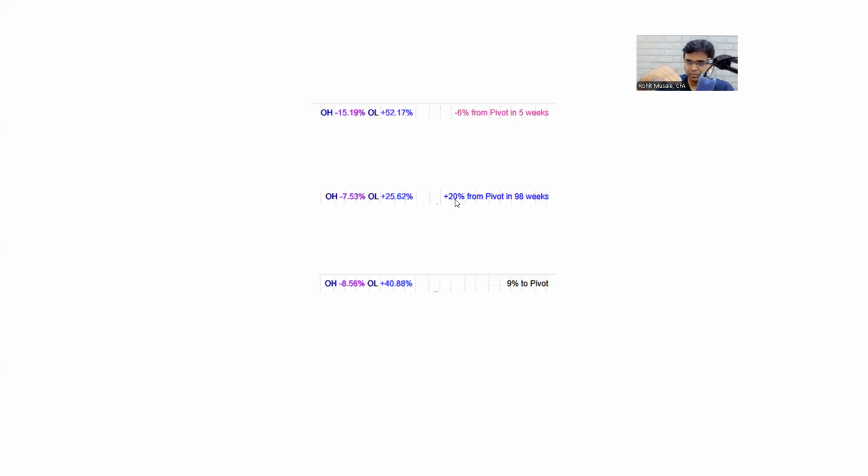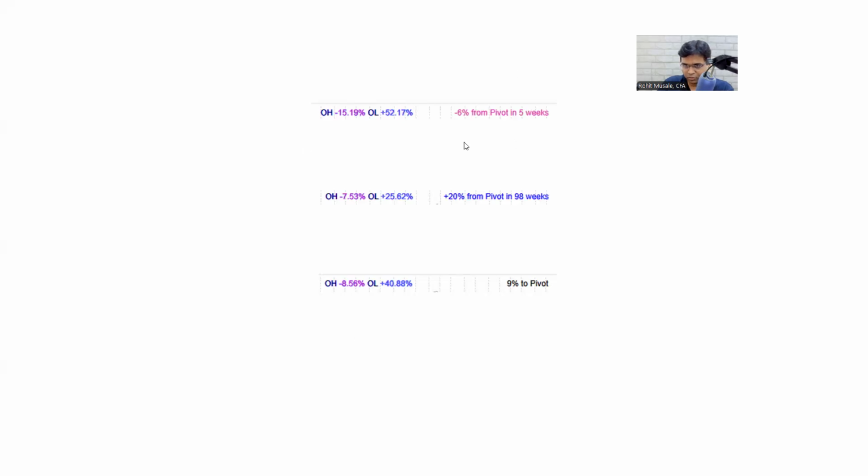See, the stock is 20% above the pivot and 25% above the low, which means the distance between 52-week low and pivot point is probably 5% roughly. So the 52-week low was very close to the pivot, which means probably it was a flat base or something like that. I don't know. I'm just guessing by looking at these numbers.